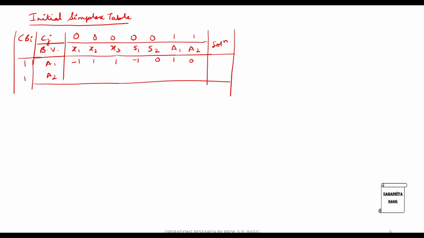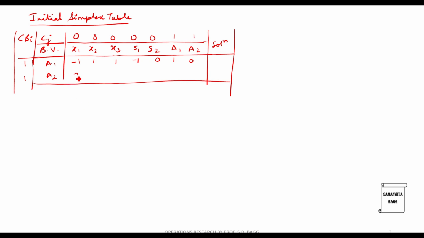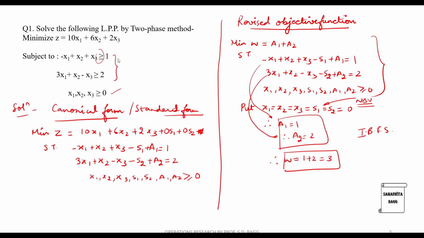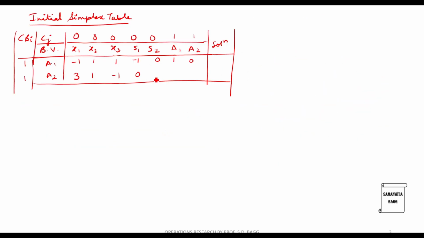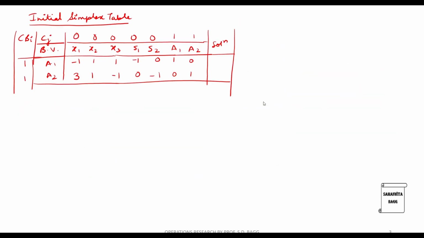Next equation, you have 3, 1, minus 1 as the first three terms. So it is 3, 1, minus 1. S1 is not existing. S2 has coefficient minus 1 and A2 is 1. And this is 0. Now solution you just obtained, A1 is 1, A2 is 2. You write over here 1 and 2.